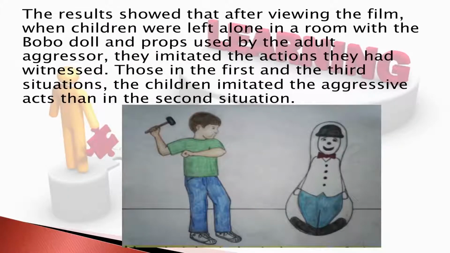The results showed that after viewing the film, when children were left alone in a room with the Bobo doll and props used by the adult aggressor, they imitated the actions they had witnessed. Those in the first and the third situations imitated more aggressive acts than those in the second situation.